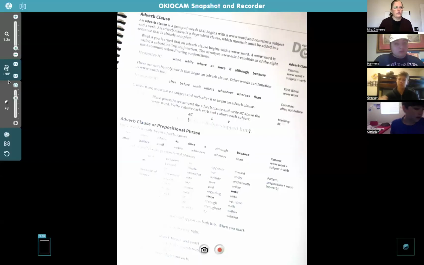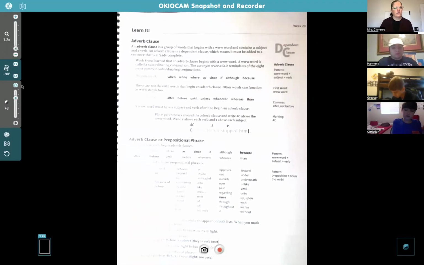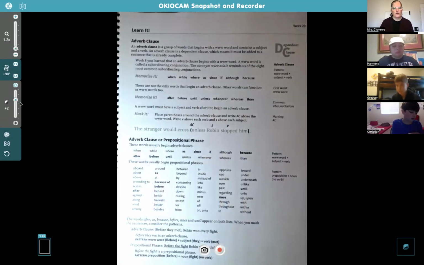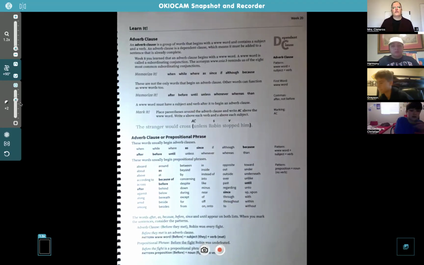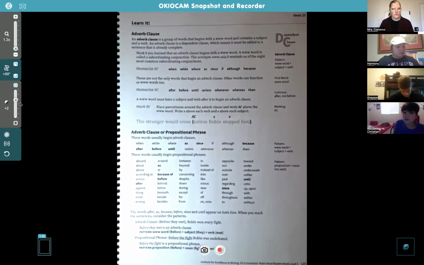Okay, page 115. That's where we're going today for grammar. It's a little bright. Let me see. There we go. 115. So even though at the top it says learn it, you guys already know this, but we're going to learn some differences between these two things here.